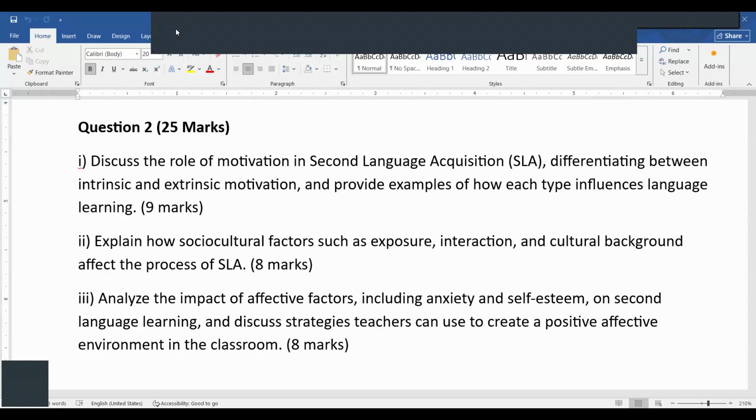Okay, so you have to discuss the role of motivation in second language acquisition, differentiating between intrinsic and extrinsic motivation. And you have to provide examples of how each type influences language learning. Just tell me how you are going to answer that question. So this is regarding factors which affect language learning, our second topic.